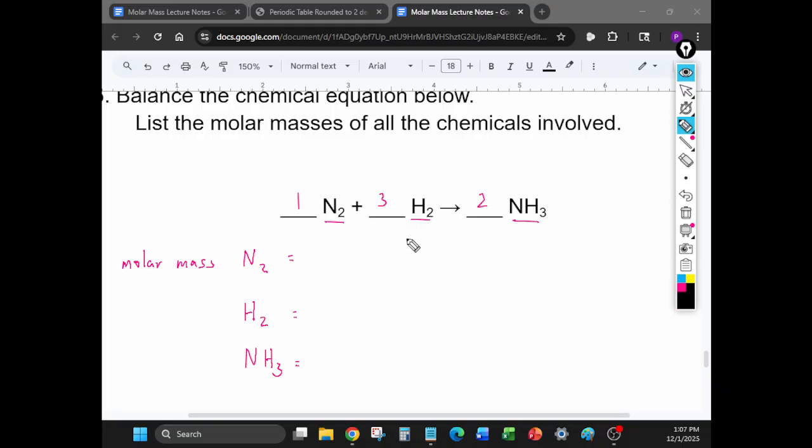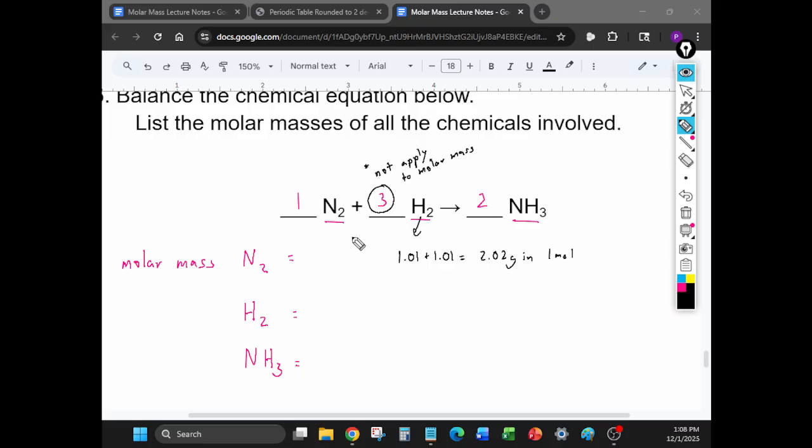Now, one thing I do want to mention is this number right here. Do you guys remember this number, the coefficient? Okay, this does not apply, so I want you to jot this down. It does not apply to molar mass. Okay, so what that means is when you find H2, it's really easy. It's just 1.01 plus 1.01. That'll give you 2.02. Okay, do not multiply it by 3. Okay, that's only for the balancing. It is not for the molar mass. Okay, make sure you remember that.